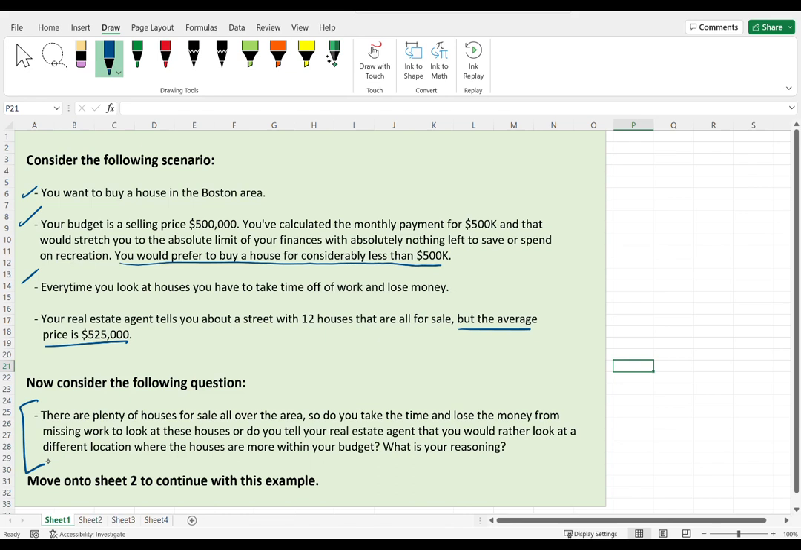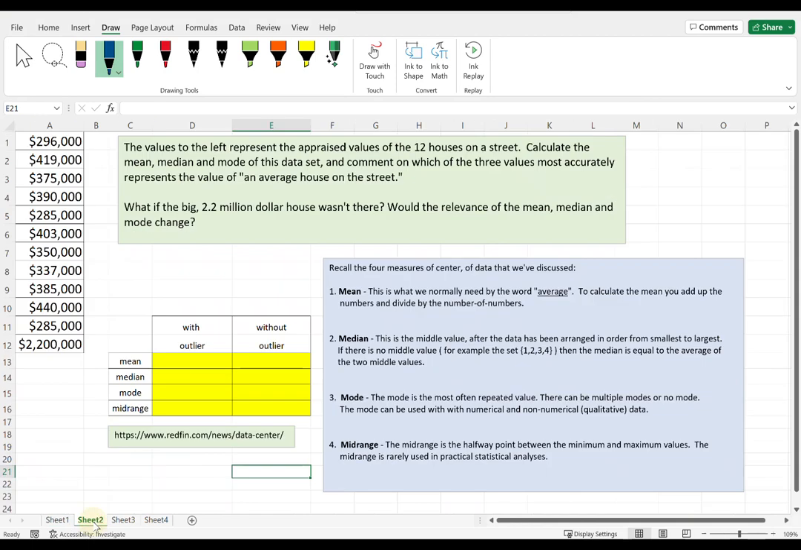Do you look at this street where the average price of the houses for sale is $25,000 over your absolute max, or do you look somewhere else? Again, you have to be strategic. So think about this for a moment. We'll come back to this question, but let's move on to sheet 2 where we could do some actual calculations.